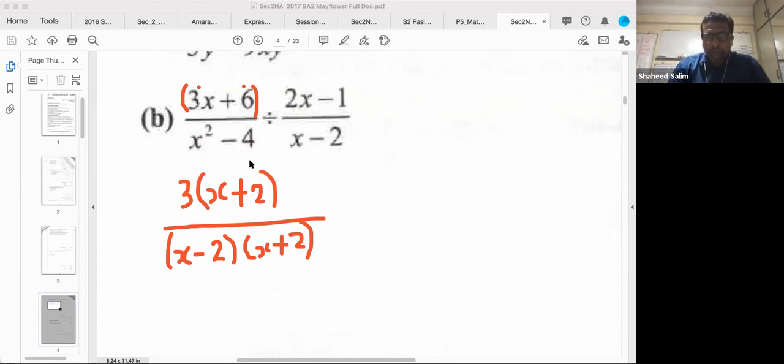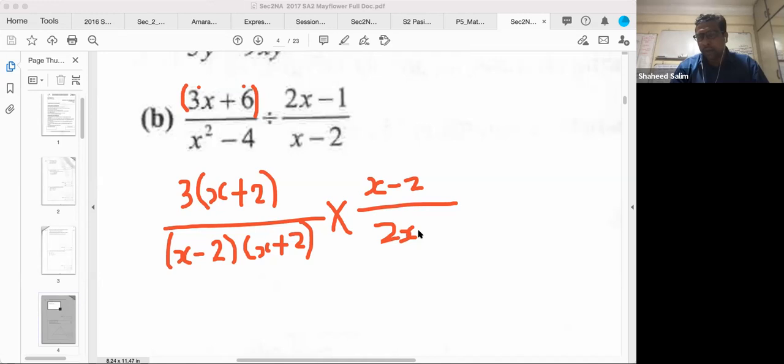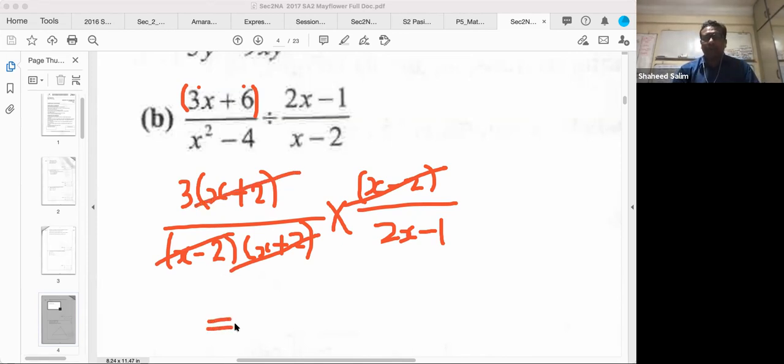You see, you have the first and last: x plus 2, x minus 2. There's no middle. Change to times. This one goes up. X minus 2 goes up. 2x minus 1 is below. Now, this is all like bracket, right? Can we cancel? Yeah, this one we can cancel whole thing with this whole thing. This x plus 2 with this x plus 2. You are left with 3 over 2x minus 1. A good attempt, good attempt. So remember, you cannot cancel in between.